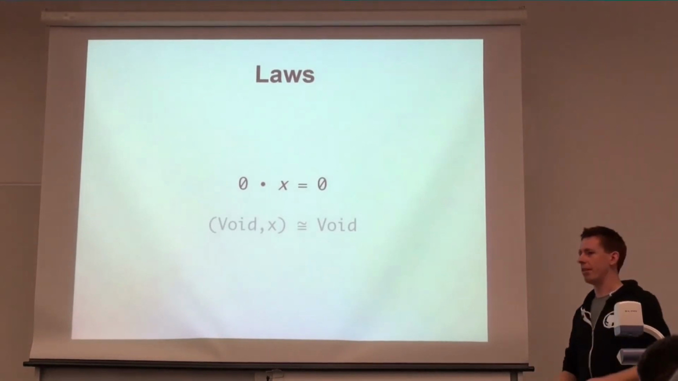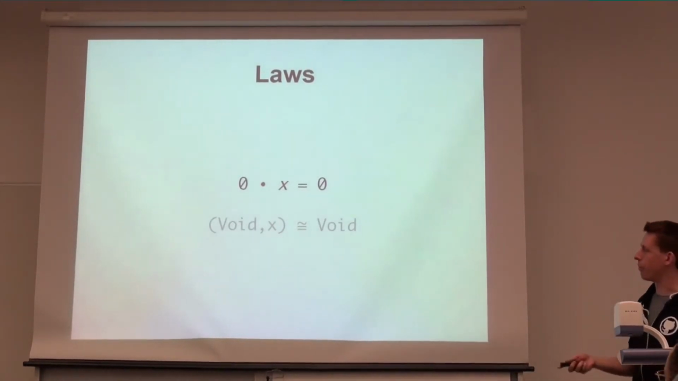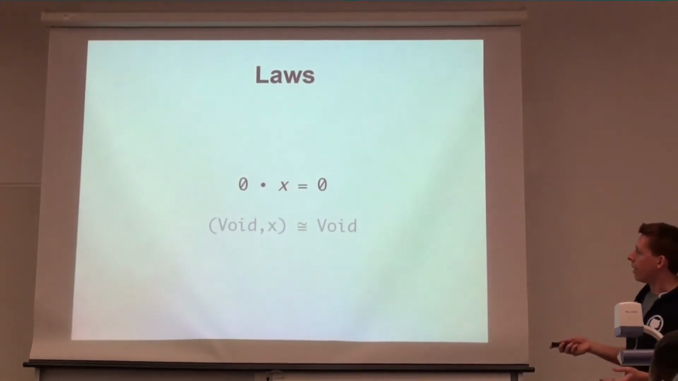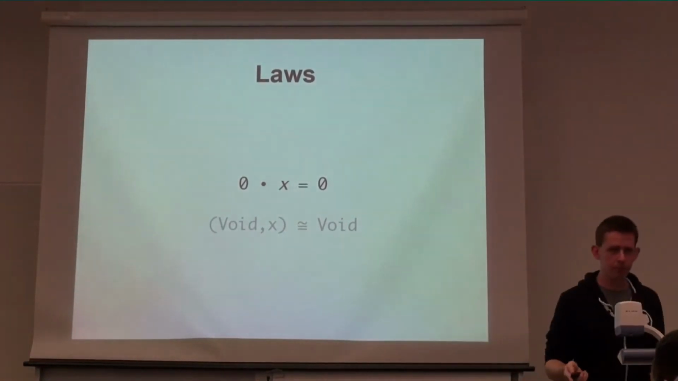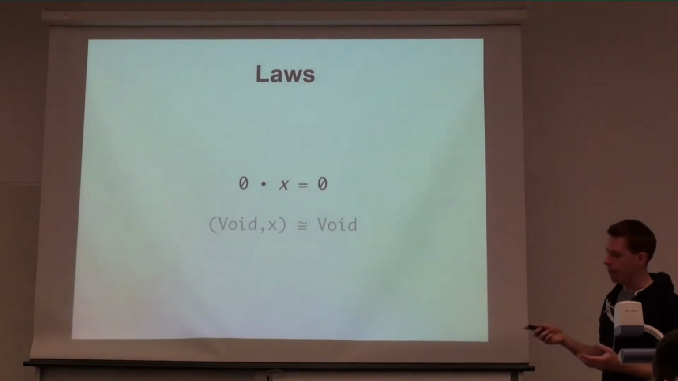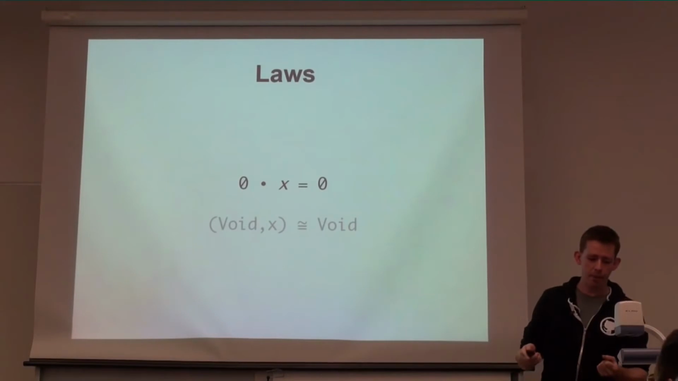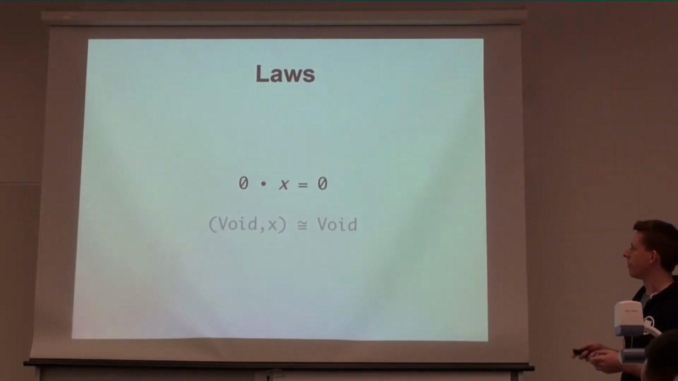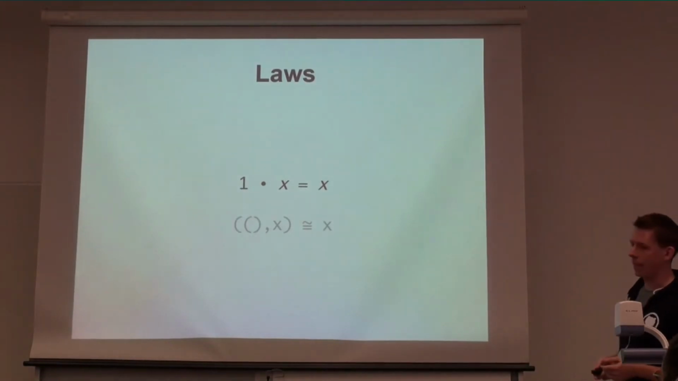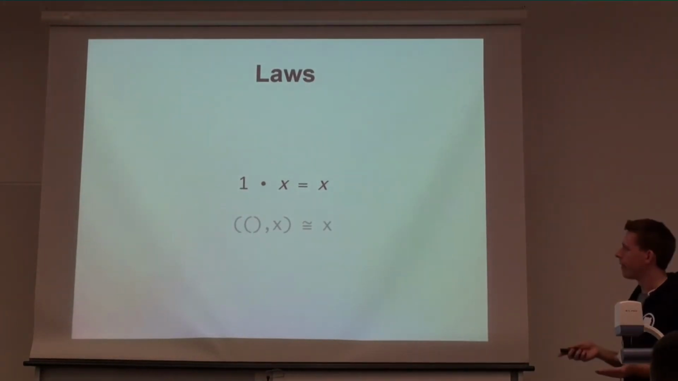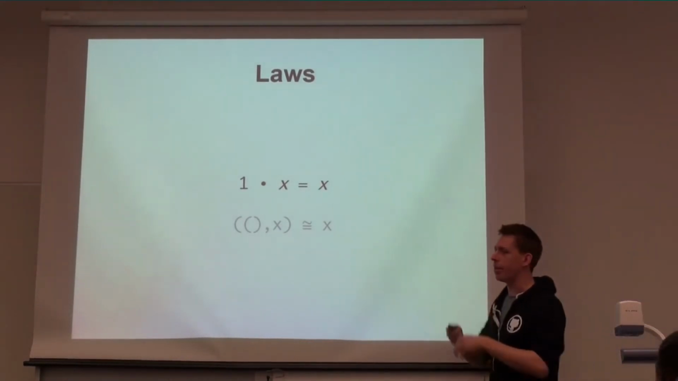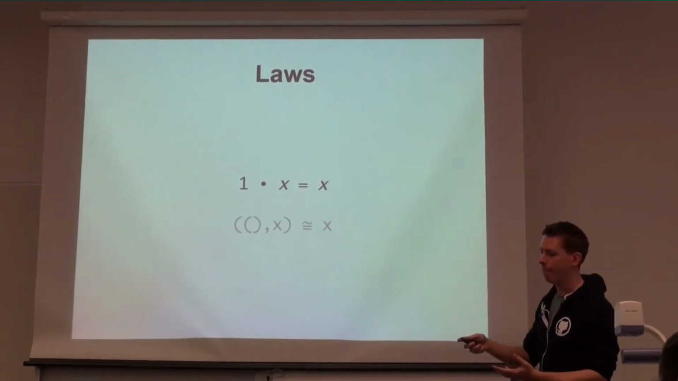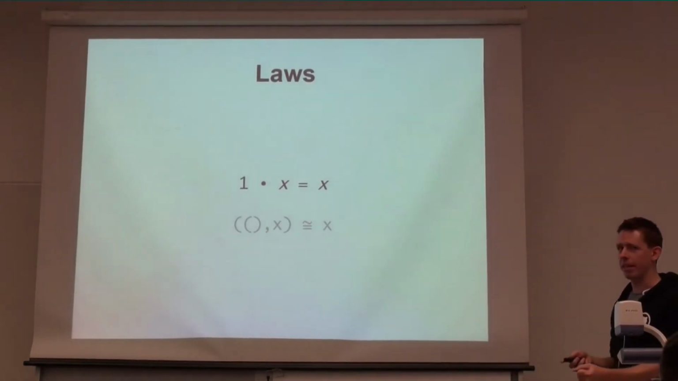Another law is that 0 multiplied by anything is equal to 0. It's definitely true for numbers. And that would be the same as saying that the pair of void and x is the same thing as void. Well, this makes sense, because you can't ever get a value to put in the first slot of this pair. So that means you can't have the whole pair. So I'm fairly happy with this one. Another is that 1 times x is equal to x, which, given a type interpretation, is saying that the pair of unit and x is the same as having an x. This makes sense because you know there's only one possible value that can go in the first slot of this pair, and that value is unit. So given that you always know what's going to be there, there's no point having it at all.